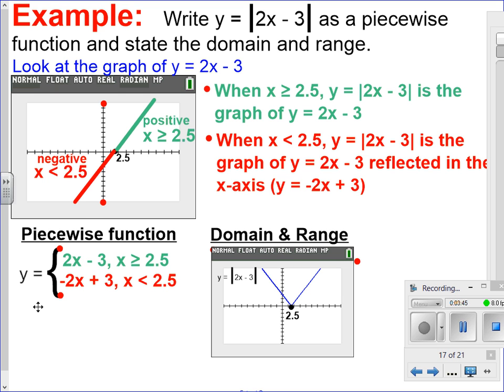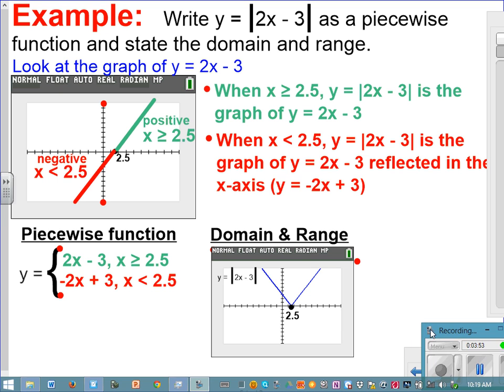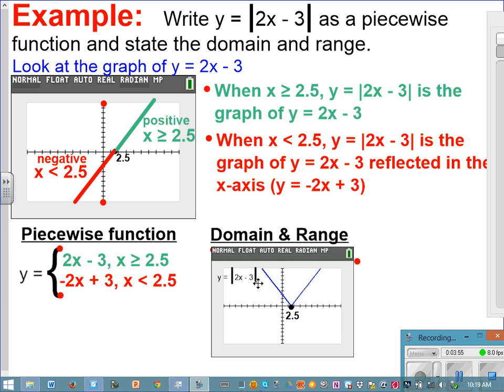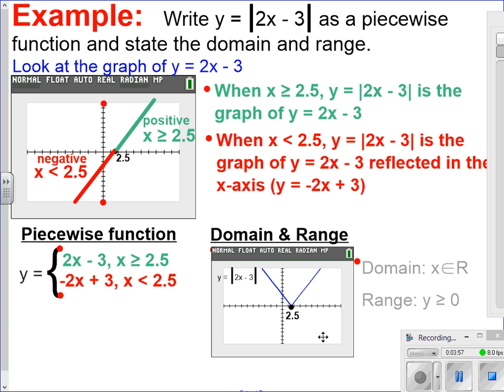So this here makes up the piecewise function, the positive piece and the negative piece, and the domain in which both occur. So you can see I do have the domain and range that I need to list for this function. So as before, the domain is just x is an element of the reals, and the range is y greater than or equal to 0.